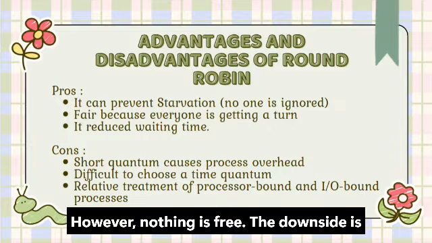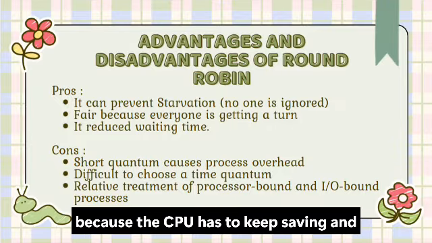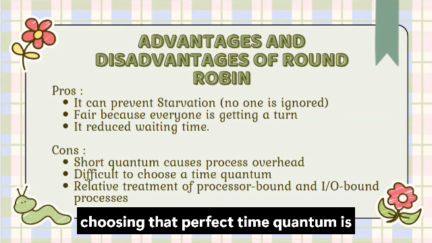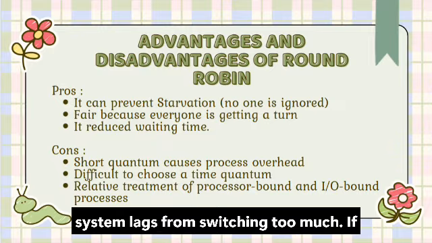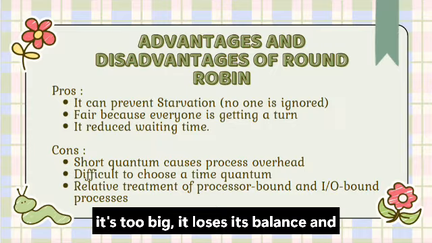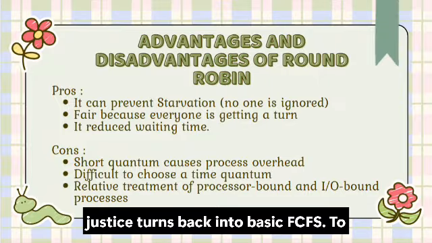However, nothing is free. The downside is the heavy context switching overhead because the CPU has to keep saving and loading different process states. Plus, choosing that perfect time quantum is really tough. If it's too small, your system lags from switching too much. If it's too big, it loses its balance and just turns back into basic FCFS.